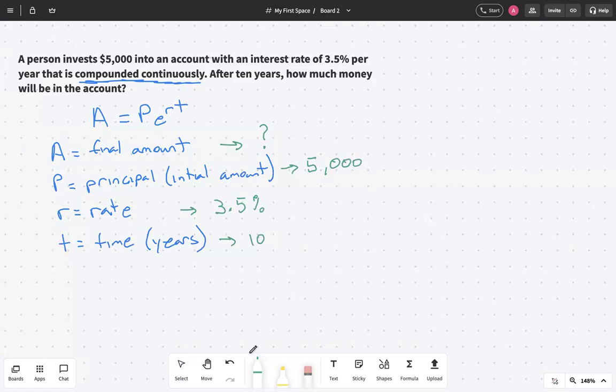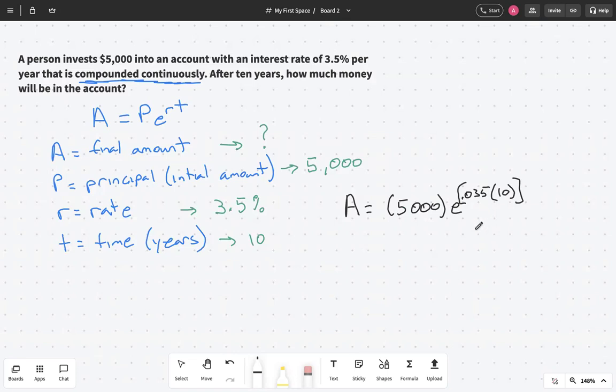All we're going to do now is start to plug and chug into our formula. A equals P, which is 5,000, e to the power of 0.035, converting that percent into a decimal, times 10. So make sure that this is in the exponent and surrounded by parentheses.